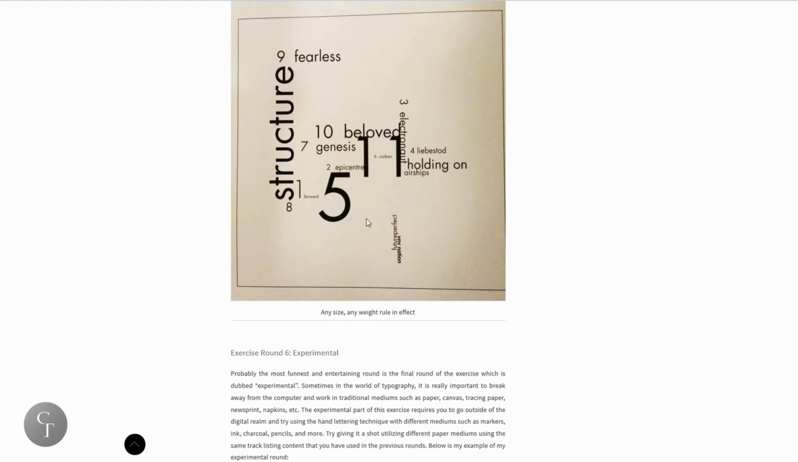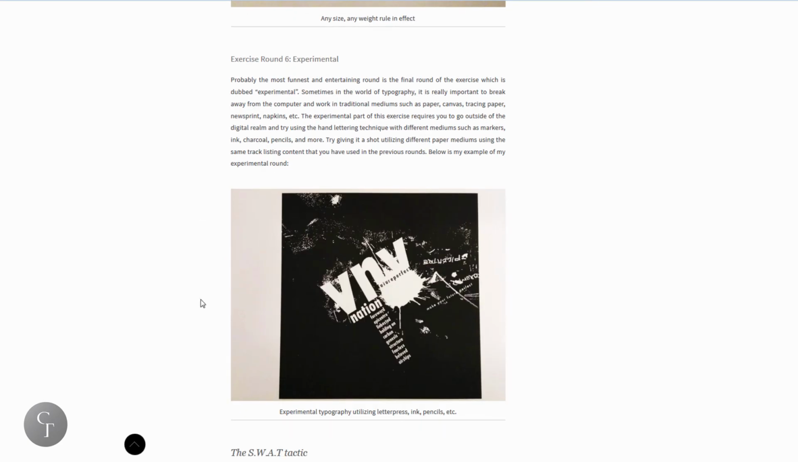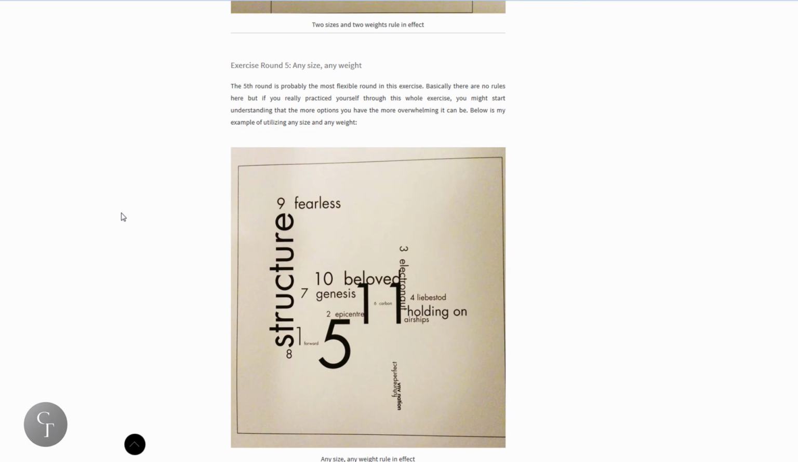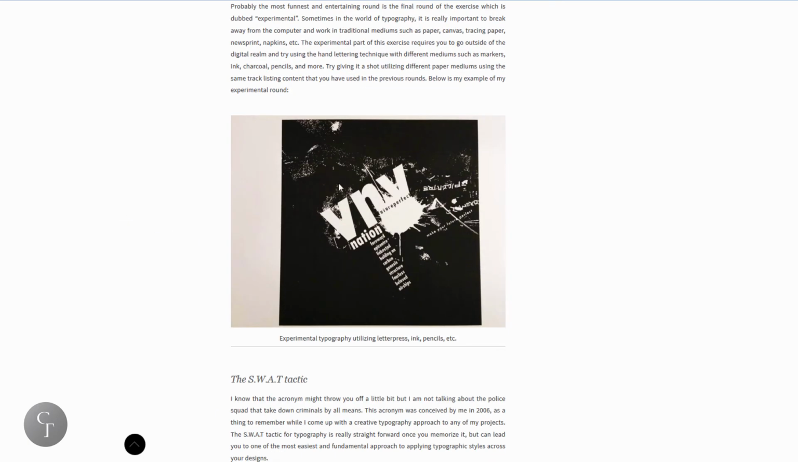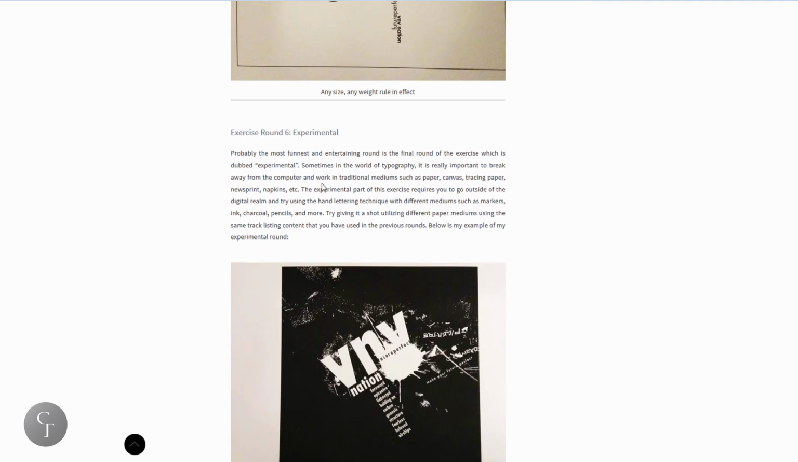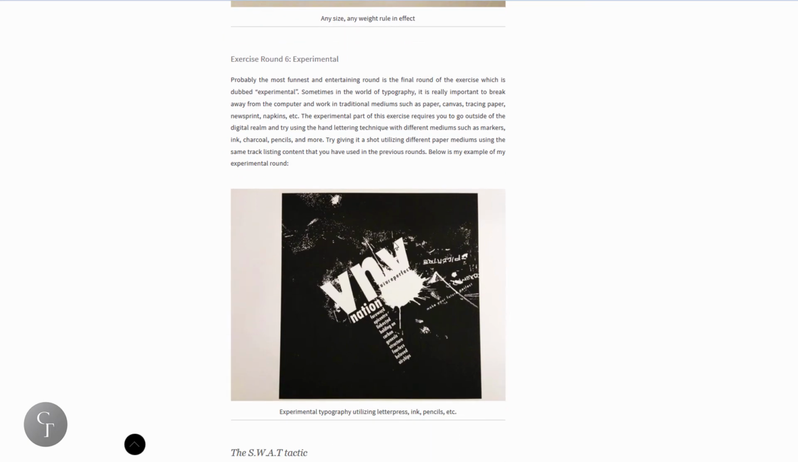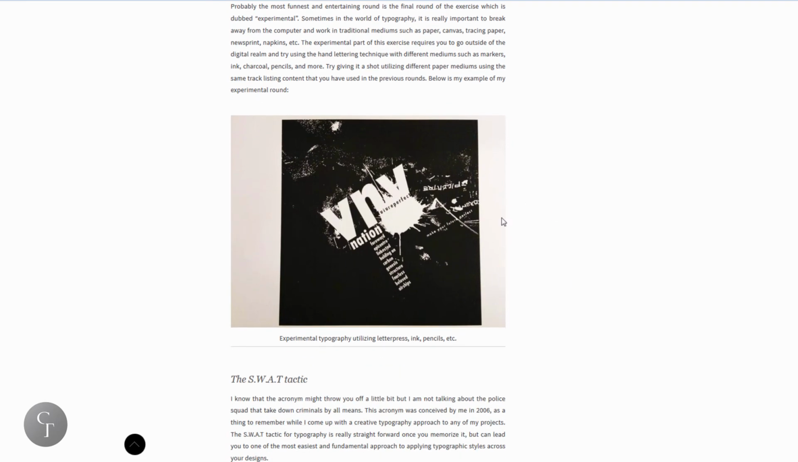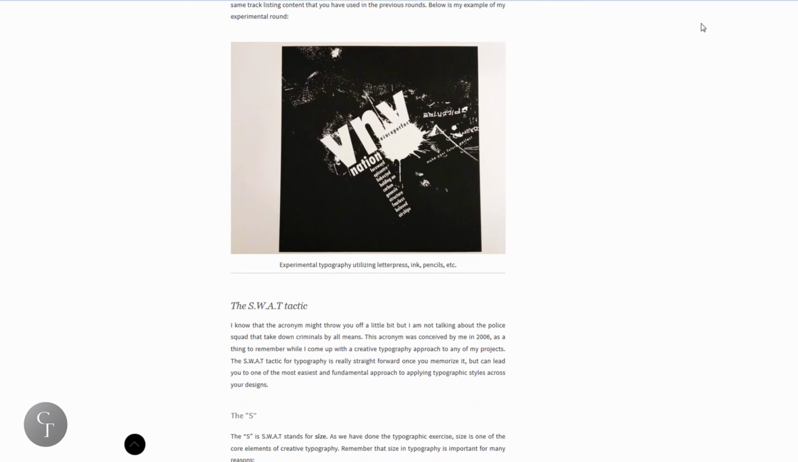My blog post also shows us round 6, and this is the one that's called experimental. I'm sorry, the previous one is any size, any weight. And the 6th round is called experimental, where you can literally use certain elements. Maybe try using traditional mediums such as paper, canvas, tracing paper, newsprint. Use pen, hand lettering, ink, markers, charcoals, whatnot to create something unique. So this was the example of my experimental phase of the project.